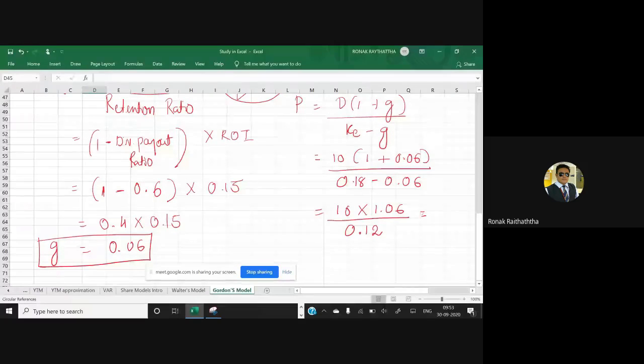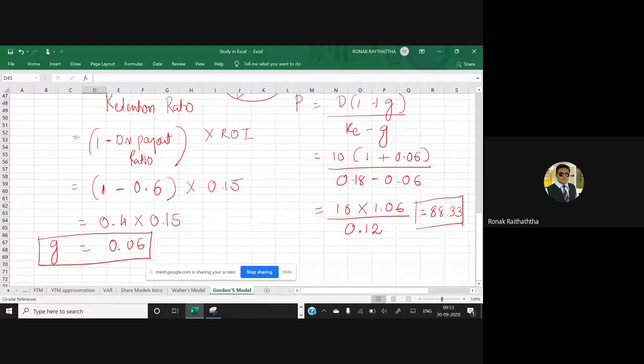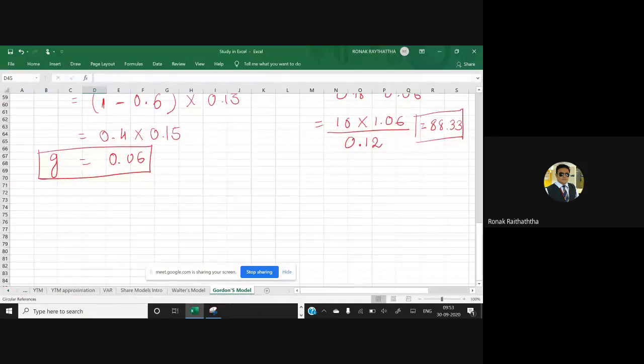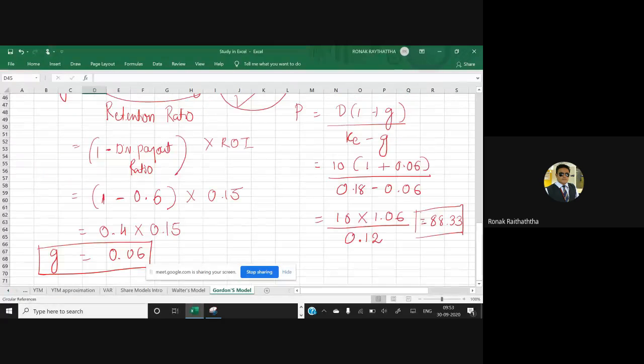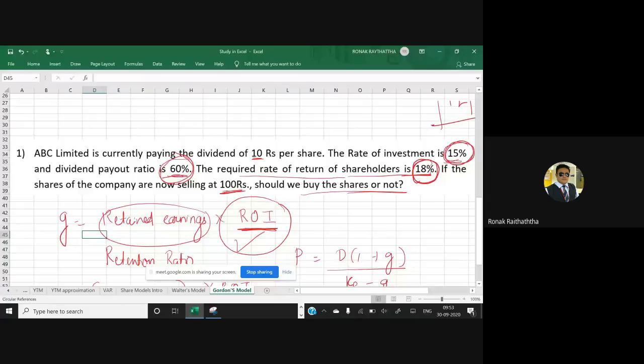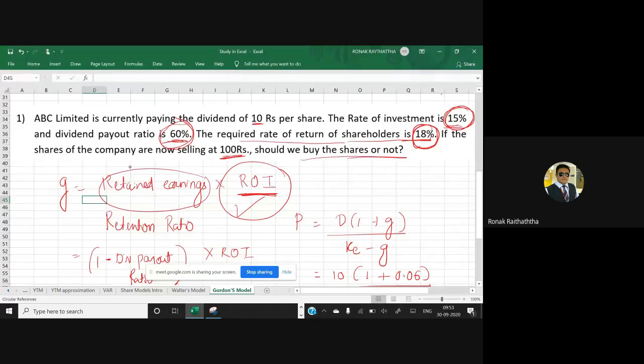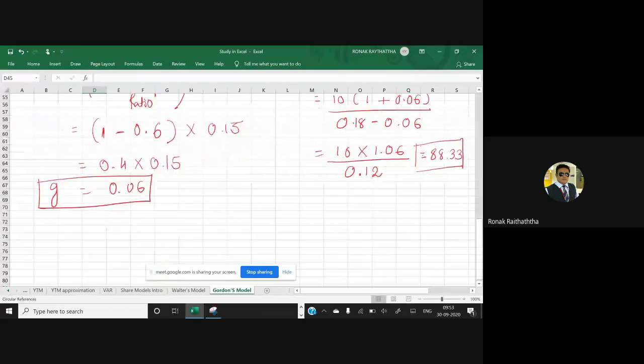88.33. Very true. Is everyone getting the same answer? Please verify that. Miss Chitra, Miss Chandni, Miss Neha, Mr. Yash, everyone start doing it. Now the question is not over yet. There is one more information, that is, if the shares of the company are now selling at 100, should we buy the shares or not? Now putting across the question to all of you, should we buy this share at 100 rupees or not?